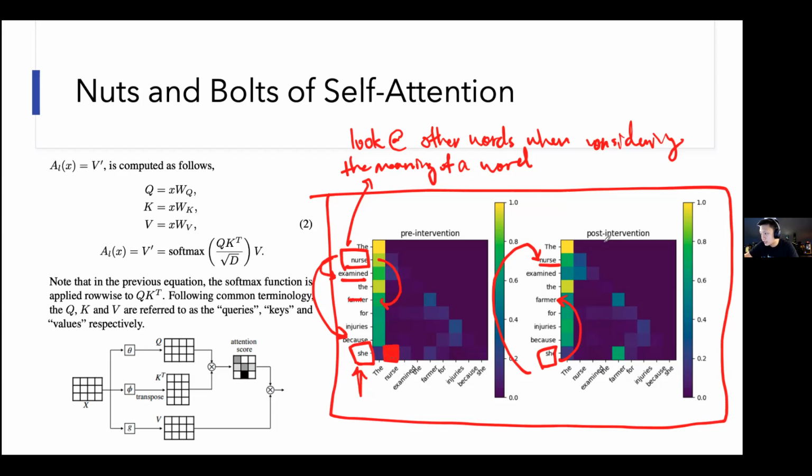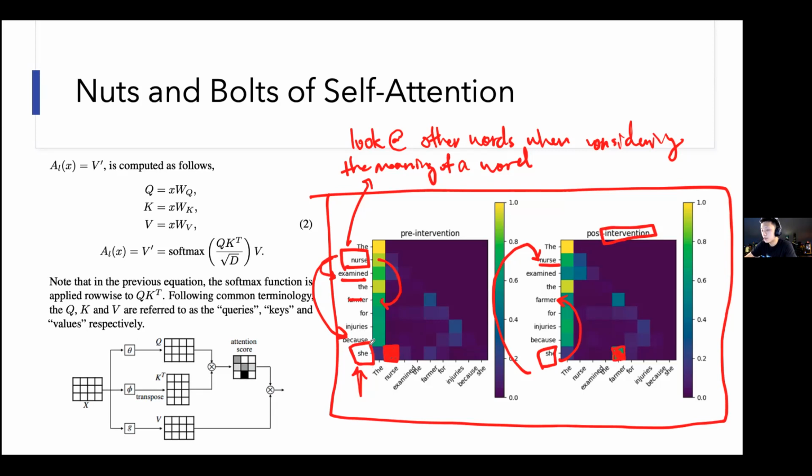Or in this case, after we've intervened in the model, we've gone in the weights and changed something, we can get she to attend to farmer. And what this means is that it thinks that the farmer is now the woman. So attention is basically about trying to figure out what words are important for formulating the representation for a word.